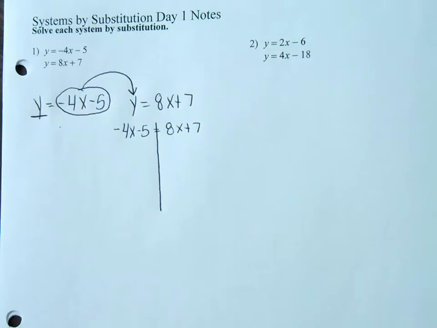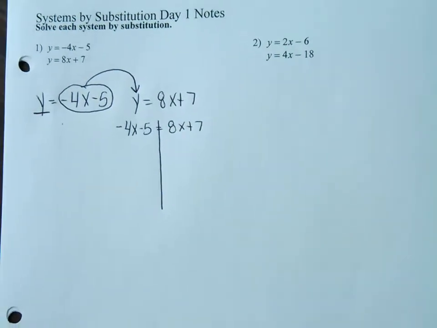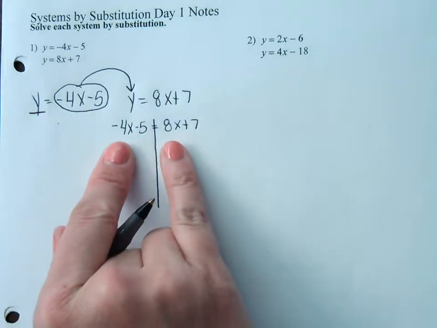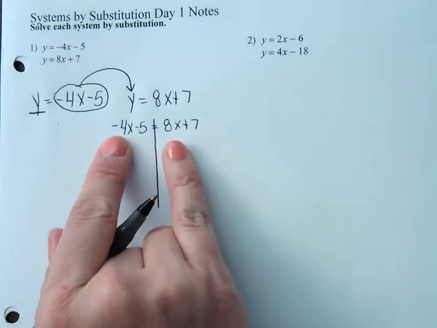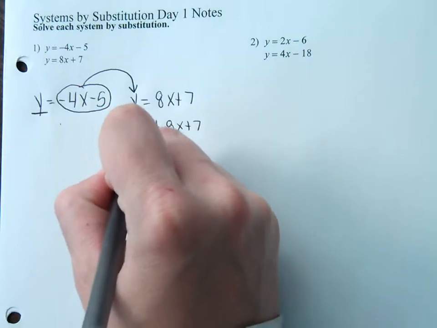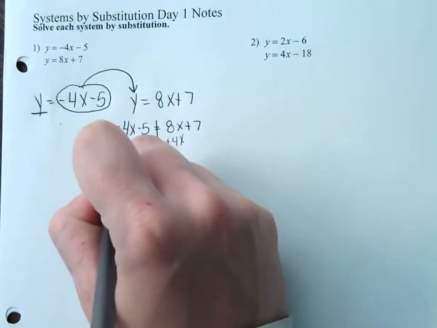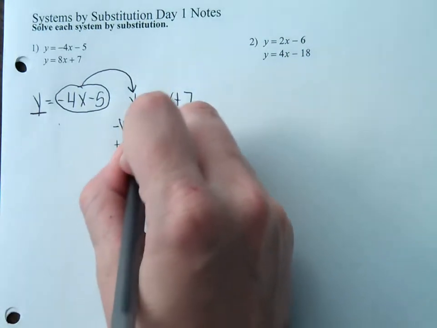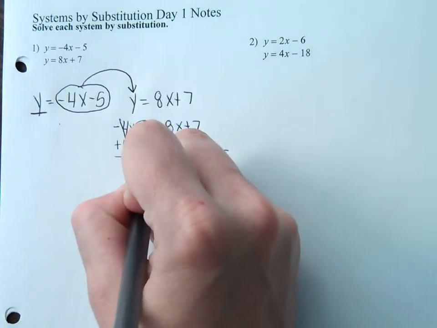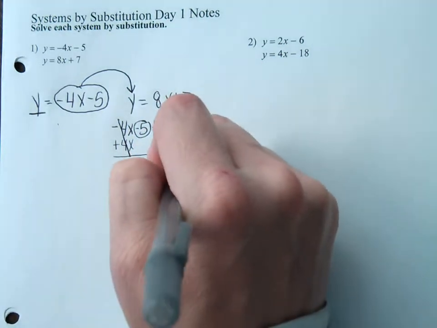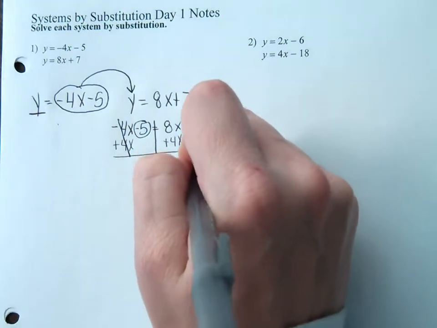Now we use our knowledge of solving multi-step equations with variables on both sides to solve this equation. We need to get all of our variables on one side. We can either move negative 4x or I can move 8x. It doesn't matter. I personally want to move this one. Since that's negative 4x, we add 4x to both sides. Negative 4x and 4x are opposite, so they cancel, leaving me with negative 5 equals 8x and 4x is 12x. And I bring down my plus 7.